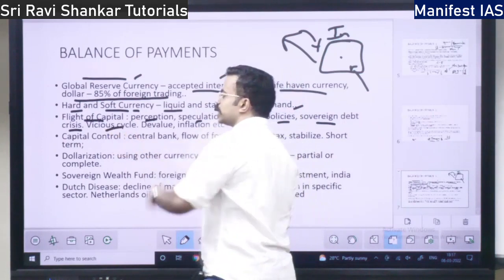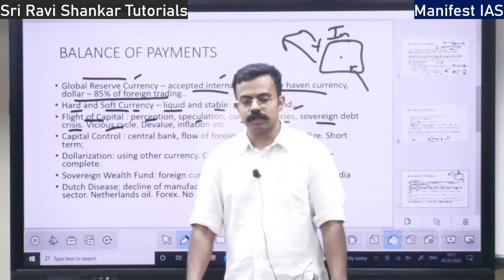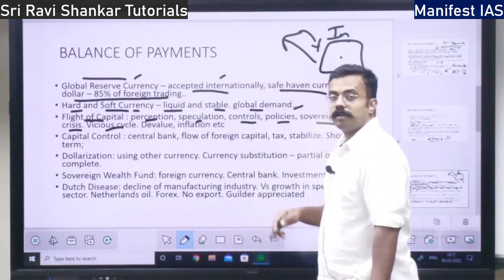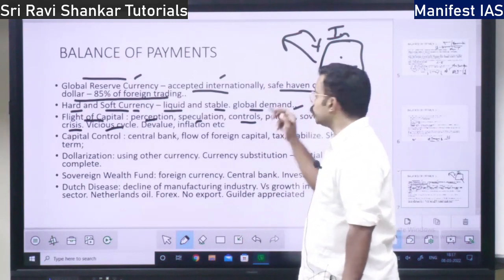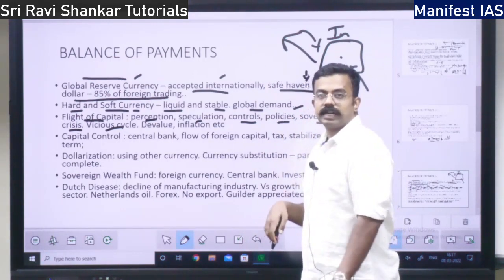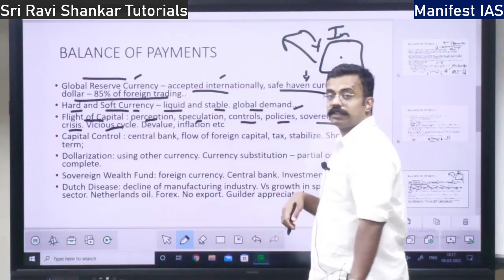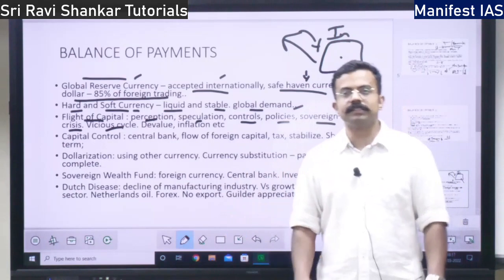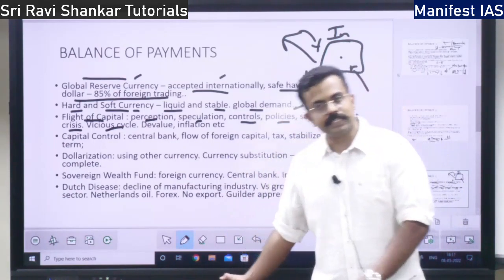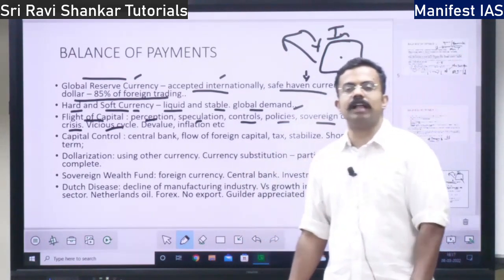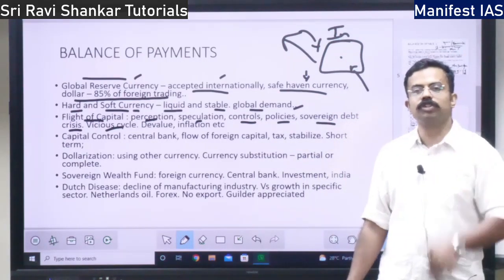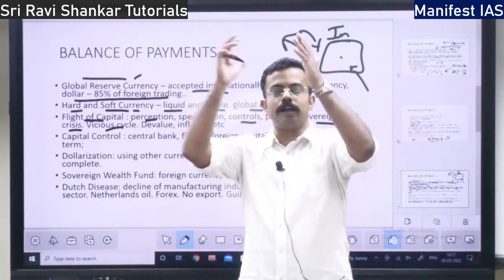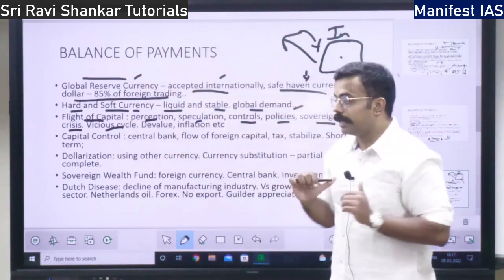This is a vicious cycle. Vicious cycle means what? Self-reinforcing cycle. See, first the capital goes out. When the capital goes out, currency depreciates. Why does currency depreciate when capital goes out? Because there is no confidence in the local currency. So when the money is taken out of the country, automatically the value of the Indian rupee comes down. When more foreign money comes into India, the value of the rupee will increase, right?